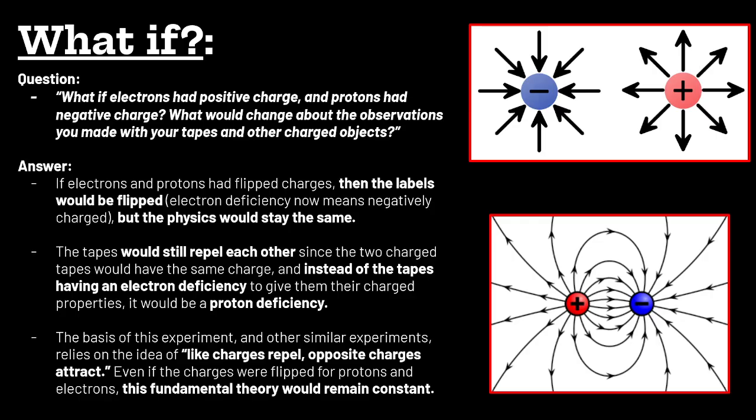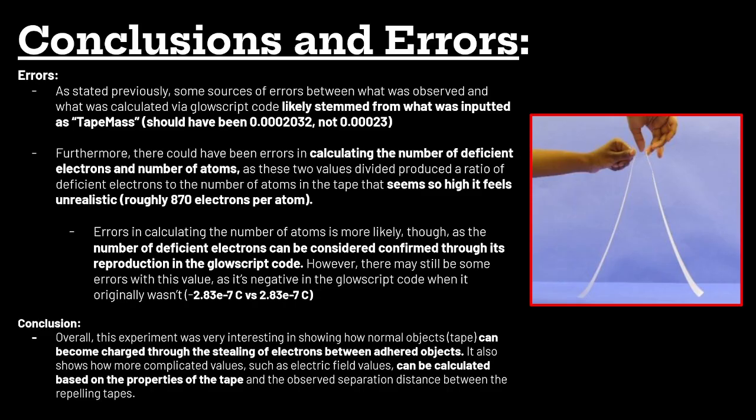What if electrons had a positive charge and protons had a negative charge? Well, the labels would be flipped because electrons would now be positive, but the physics would still be the same because like charges repel and opposite charges attract. The tapes would still repel each other because they are both charged with the same charge, but instead of the tapes having electron efficiency, it would be a proton efficiency to give them this charged property.